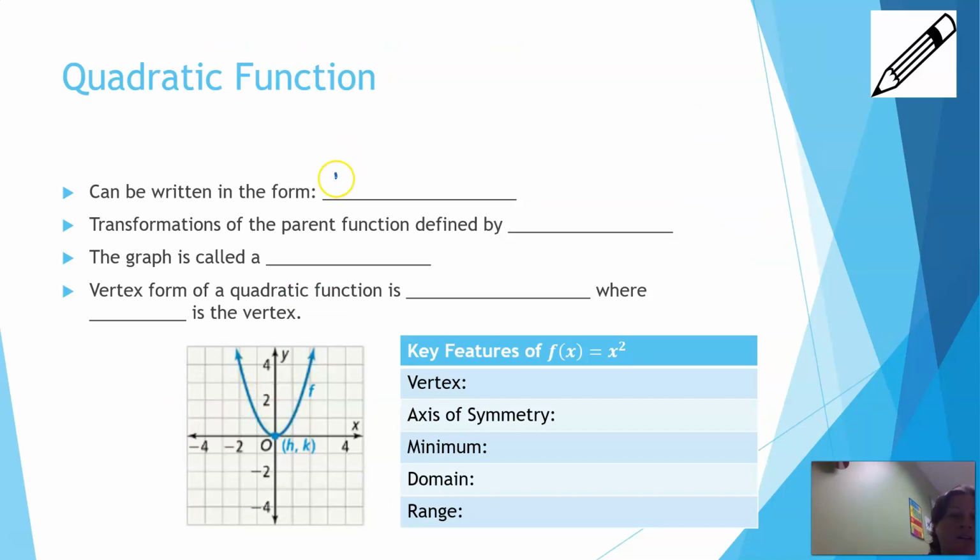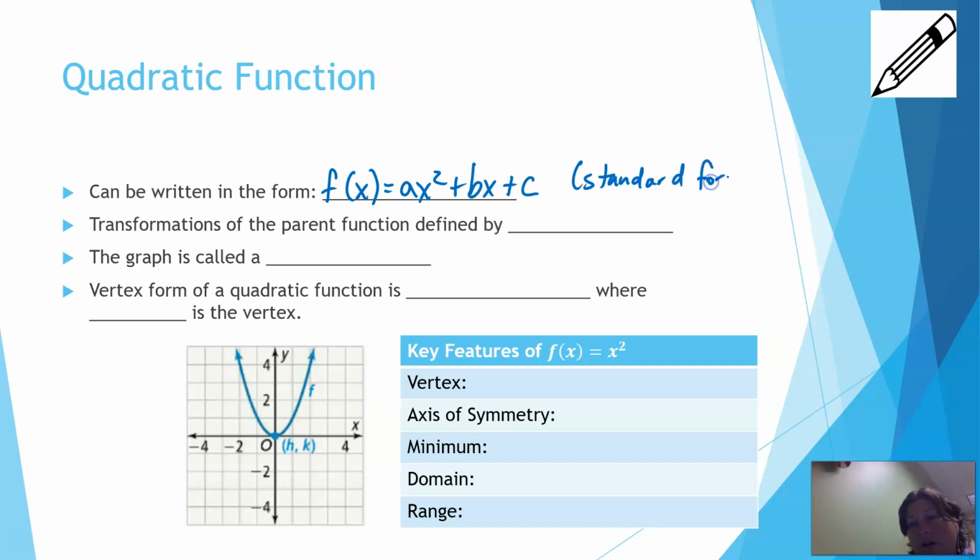It can be written in the form f of x equals ax squared plus bx plus c. And just so you know, this would be considered standard form, and we're going to go back to that in the next few days. But for right now, it's an introduction.